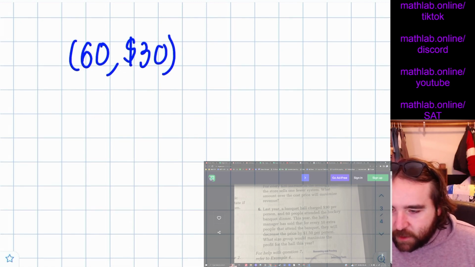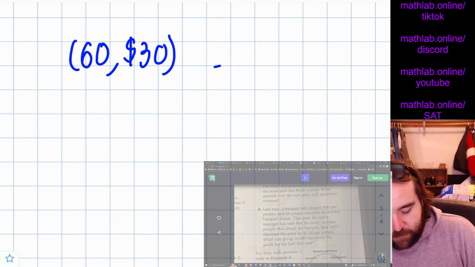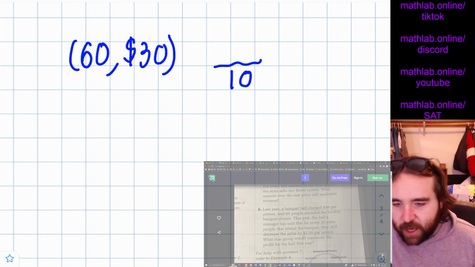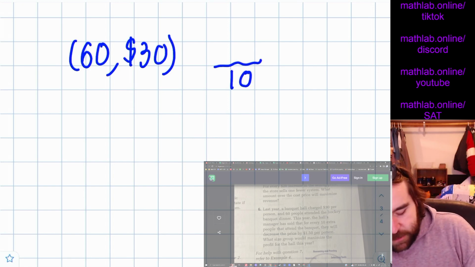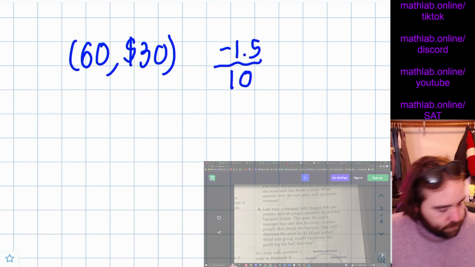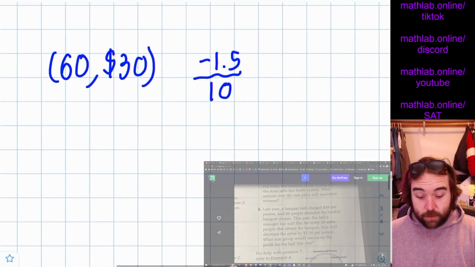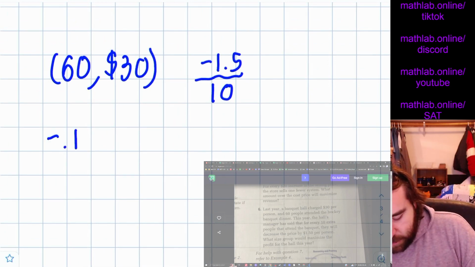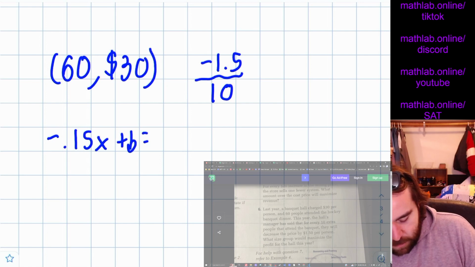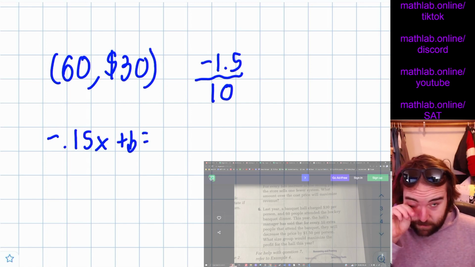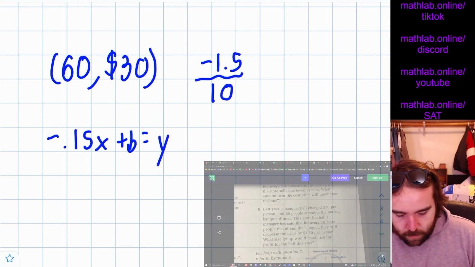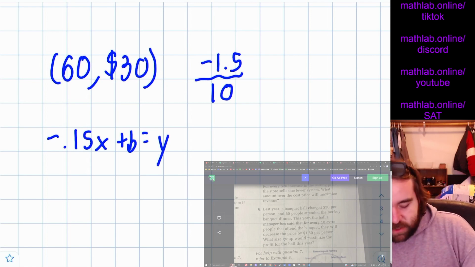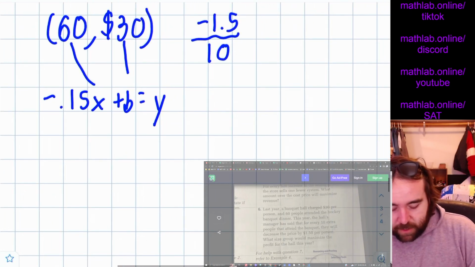So this year, the hall's manager said that for every 10 extra people that attend the banquet, so we can just go right for slope, right? So that's the run. So when X goes up by 10, they will decrease the price by 1.5. So that's what the slope is, just negative 0.15. And then we'll do that same thing we did last time, negative 0.15x plus B equals Y.